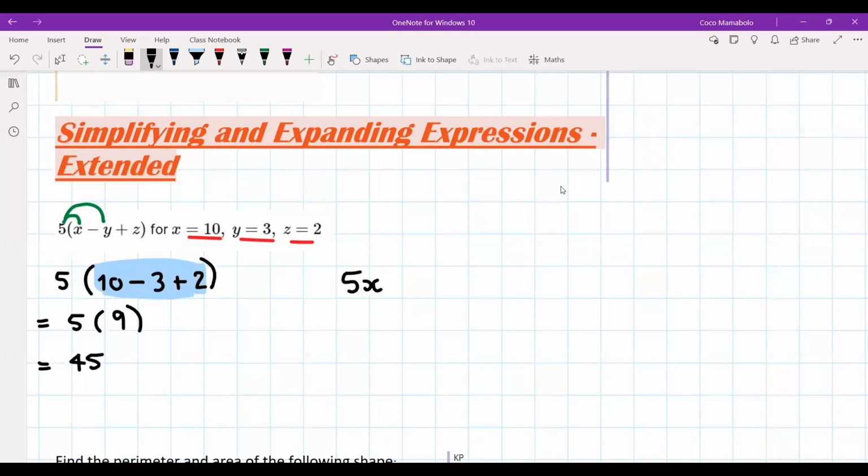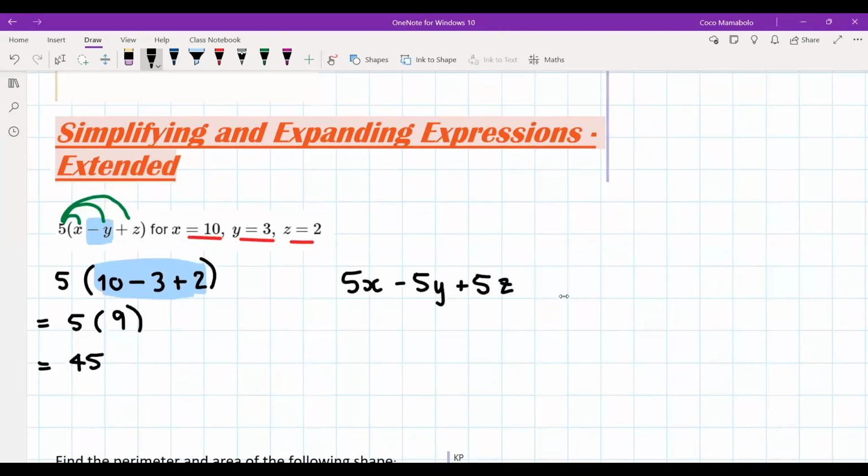5xy. We've got 5 times negative y. If I go 5 times negative y, what am I going to get out? Negative 5y. That's it. That's what I was looking for, that negative 5y. Excellent. And then 5 times z will give us 5z. Beautiful, plus 5z. But you're not done.